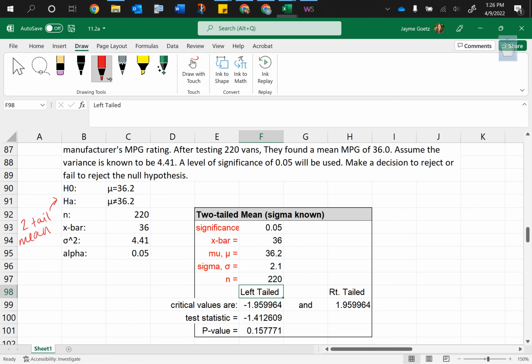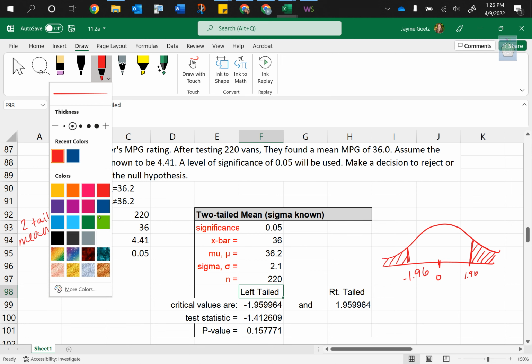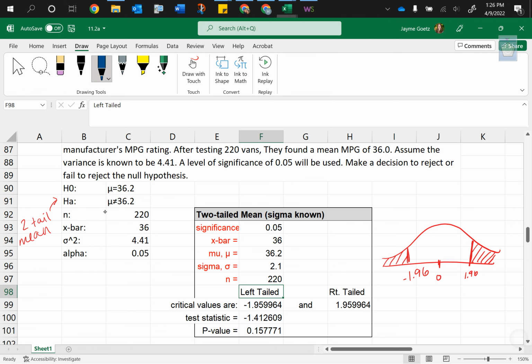Okay. Now I want to figure out my test statistic. My test statistic here is negative 1.41. So 0, negative 1.96. It's going to be right there, negative 1.41. And you'll notice that it is in the fail to reject region. So it says, make a decision to reject or fail to reject the null hypothesis. Since it is in this region, we say fail to reject the null hypothesis. And we're just going to highlight that as our answer.